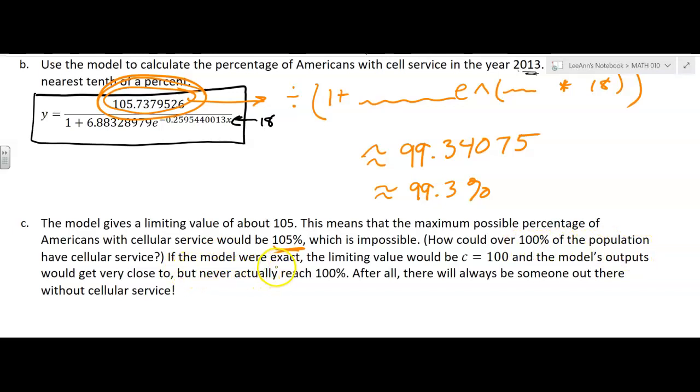If the model were exact, the limiting value would be c equals 100, and the model's outputs would get very close to, but never actually reach 100%. After all, there will always be someone out there without cellular service. So I think they were making a little joke in the book, but they're just talking about what those numbers mean.